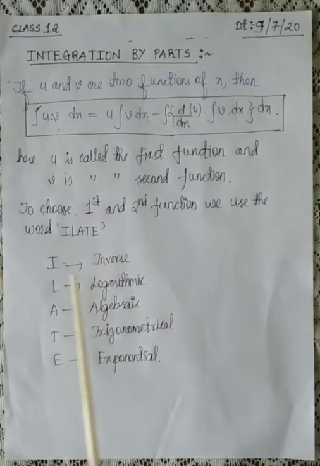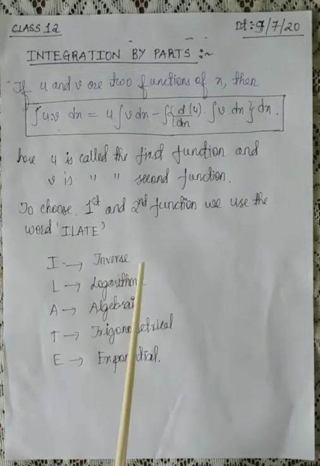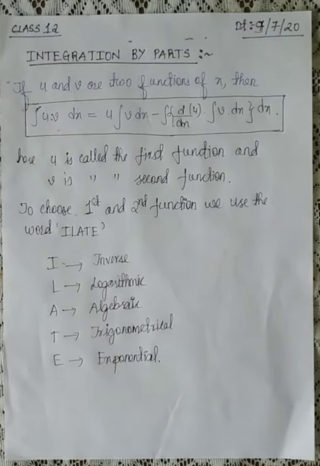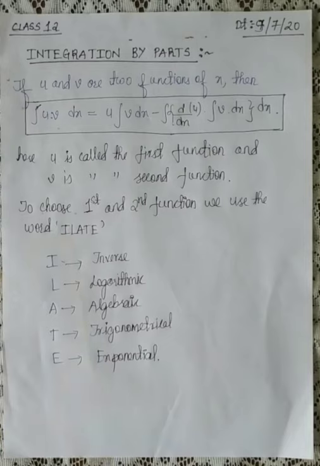we use the help of this word ILATE, where ILATE stands for I for inverse, L for logarithmic, A for algebraic, T for trigonometrical, and E for exponential. Now within this word ILATE, whichever comes first, that is going to be u, and whichever comes second, that is going to be v. Okay, for the time being, remember this word ILATE and this formula, and when you proceed to the exercise, I'll tell you how to choose u and v using ILATE. Okay, so pause the video, note it down.